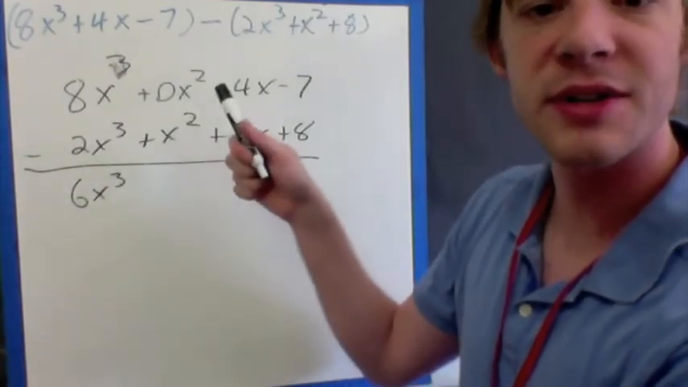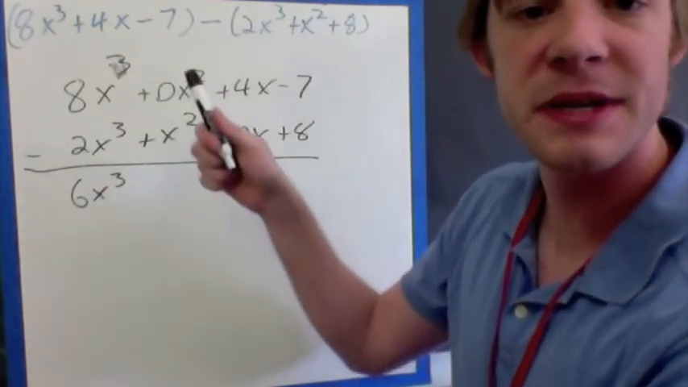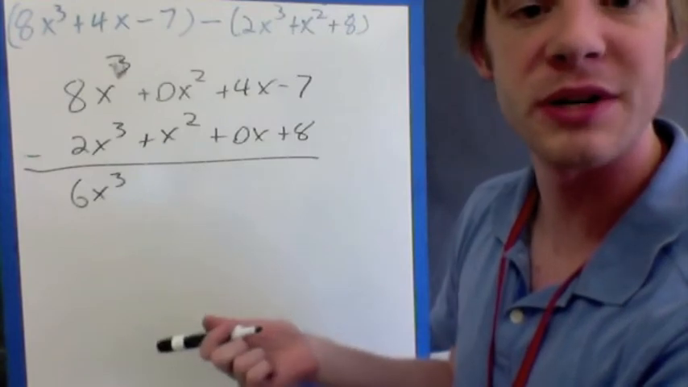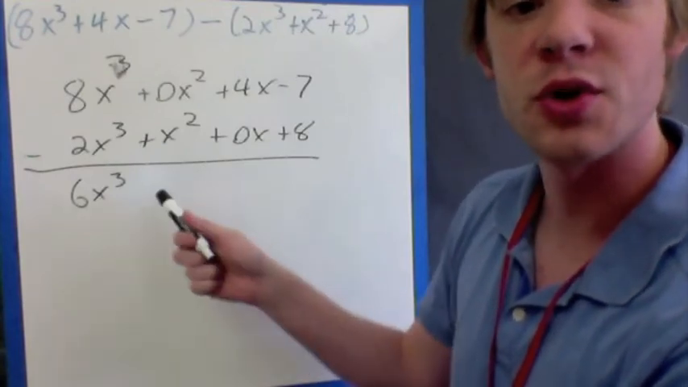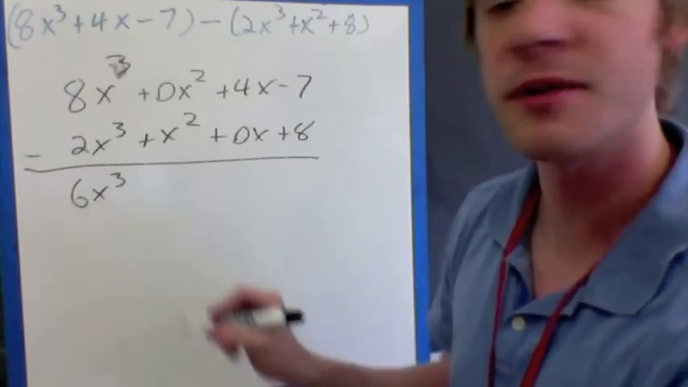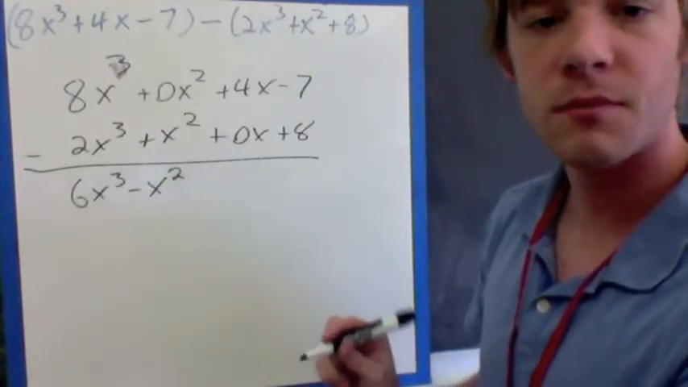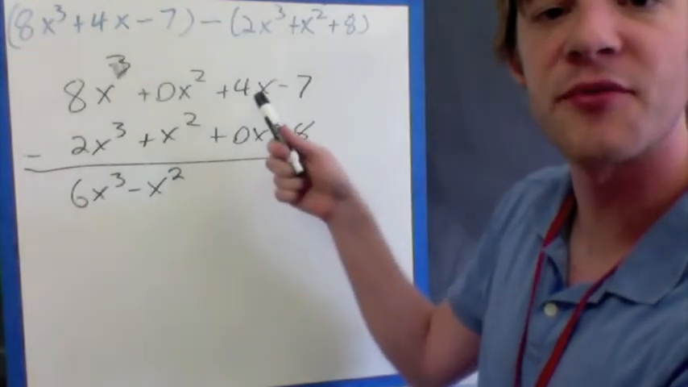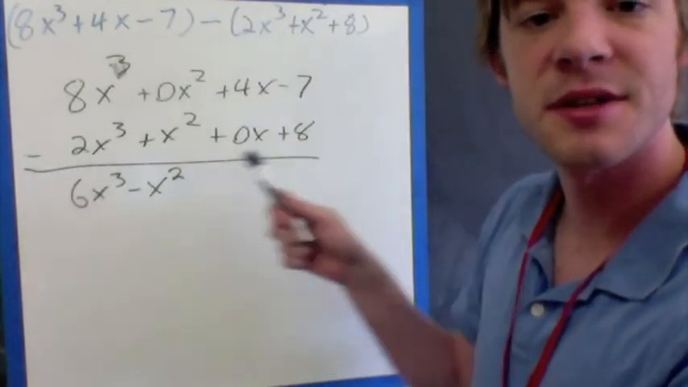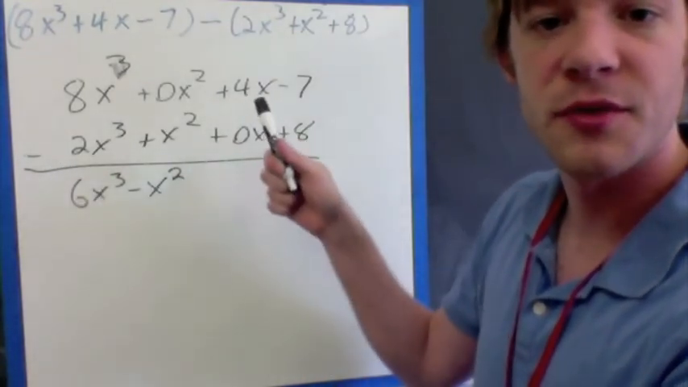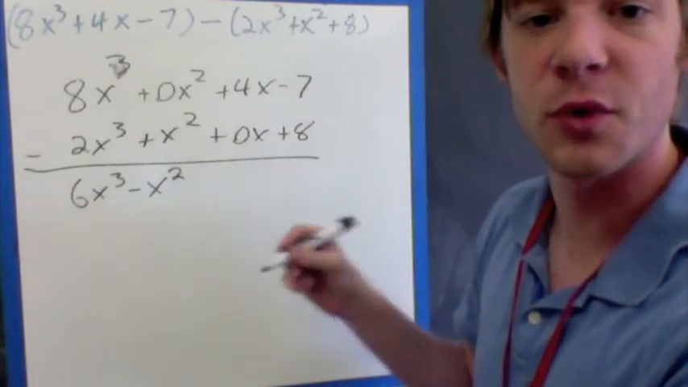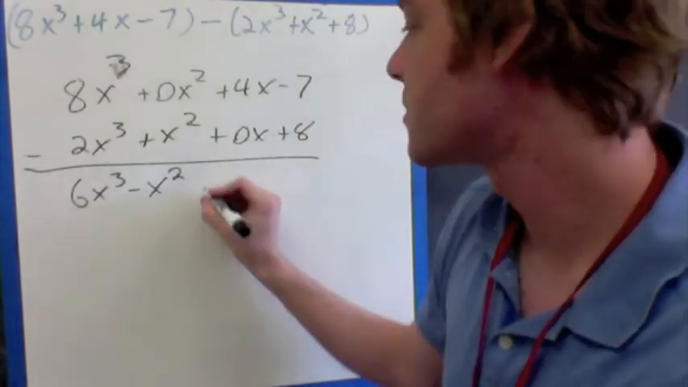I have 0x squared minus x squared. This is basically 0 minus 1. 0 minus 1 should give us negative 1. So I'm going to have negative x squared here. Moving on down the line, I now have 4x minus 0x, or just 4 minus 0, which is still just 4, so I'm going to have plus 4x.